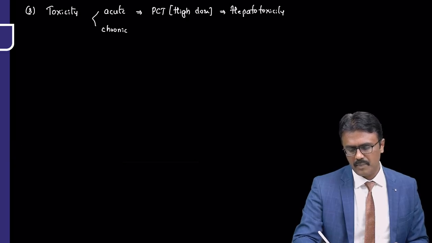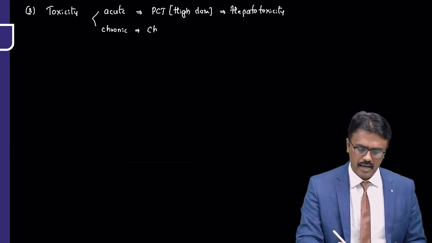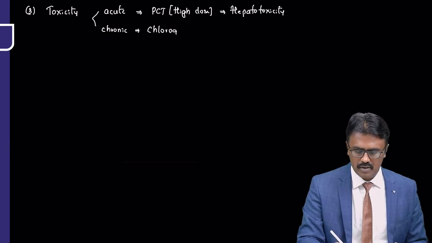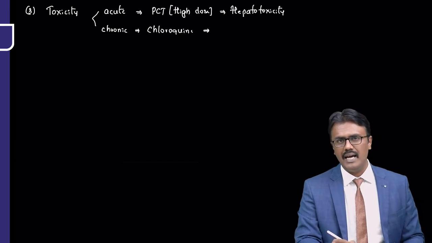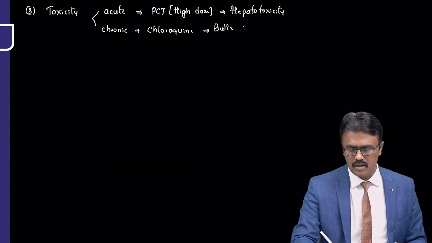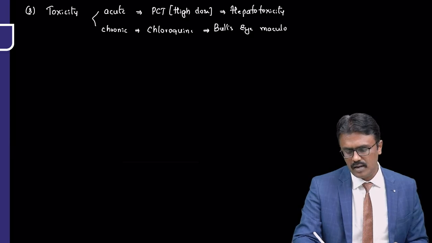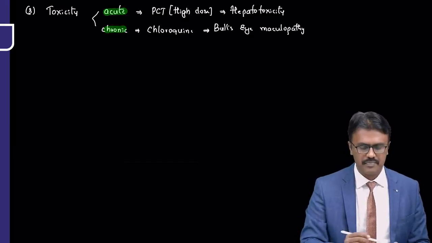That will lead to hepatotoxicity. Chronic, I'll take an example of an anti-malarial drug, chloroquine. When you use it for a very long time, it can cause damage to the retina and we call it bull's eye maculopathy. So they can damage the organs and cause toxicity. So the toxicity can be acute or chronic.